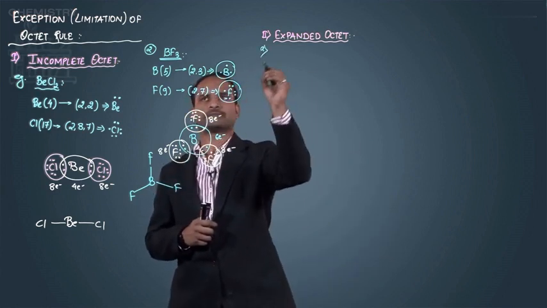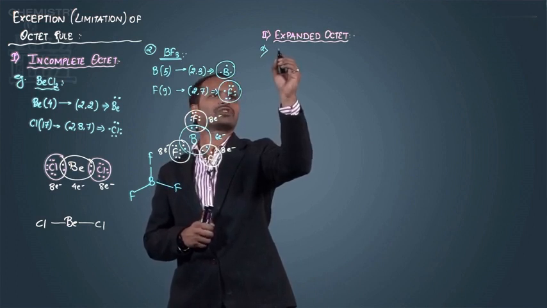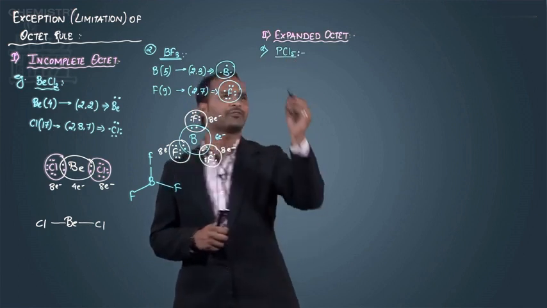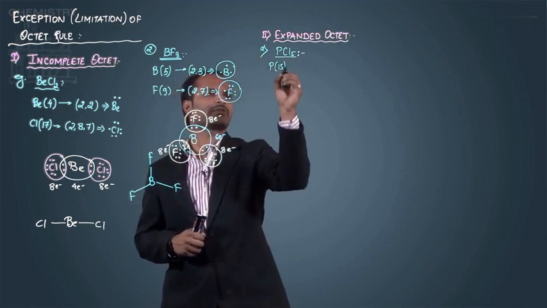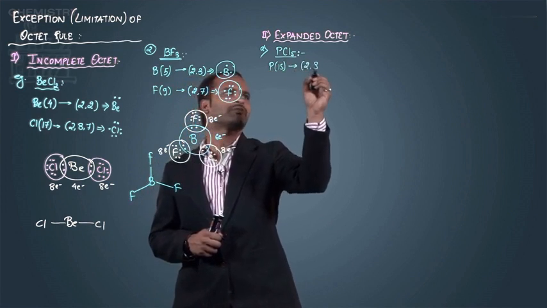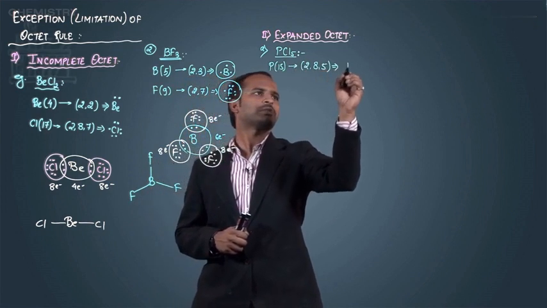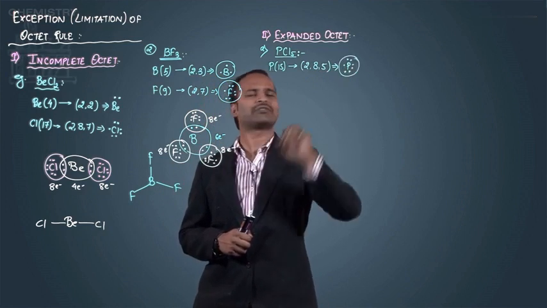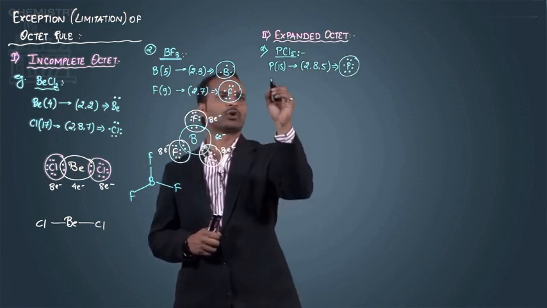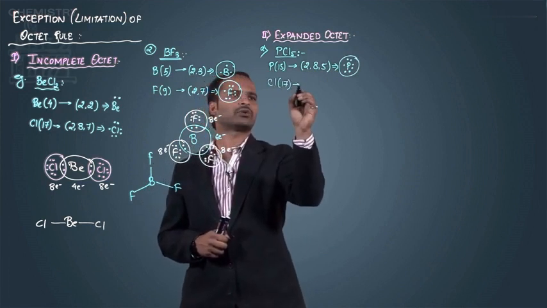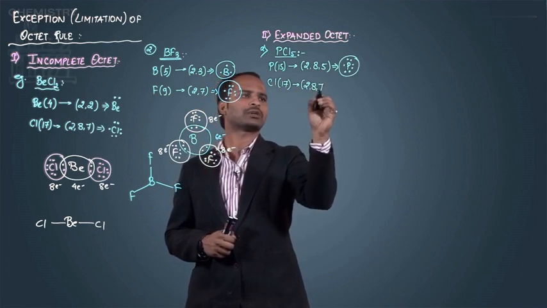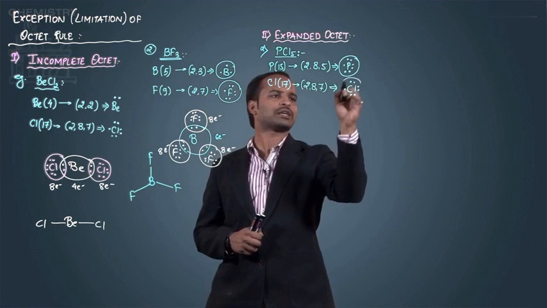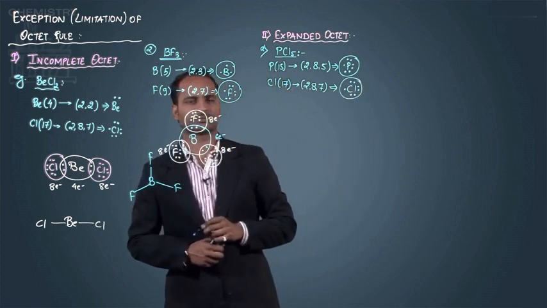Example number 1, formation of the PCl5 molecule, phosphorus pentachloride. Here phosphorus has atomic number 15 and electronic configuration 2, 8, 5. That means phosphorus has 5 electrons in the outermost orbit. Chlorine has atomic number 17, and each chlorine has configuration 2, 8, 7, that means 7 electrons in the outermost orbit.